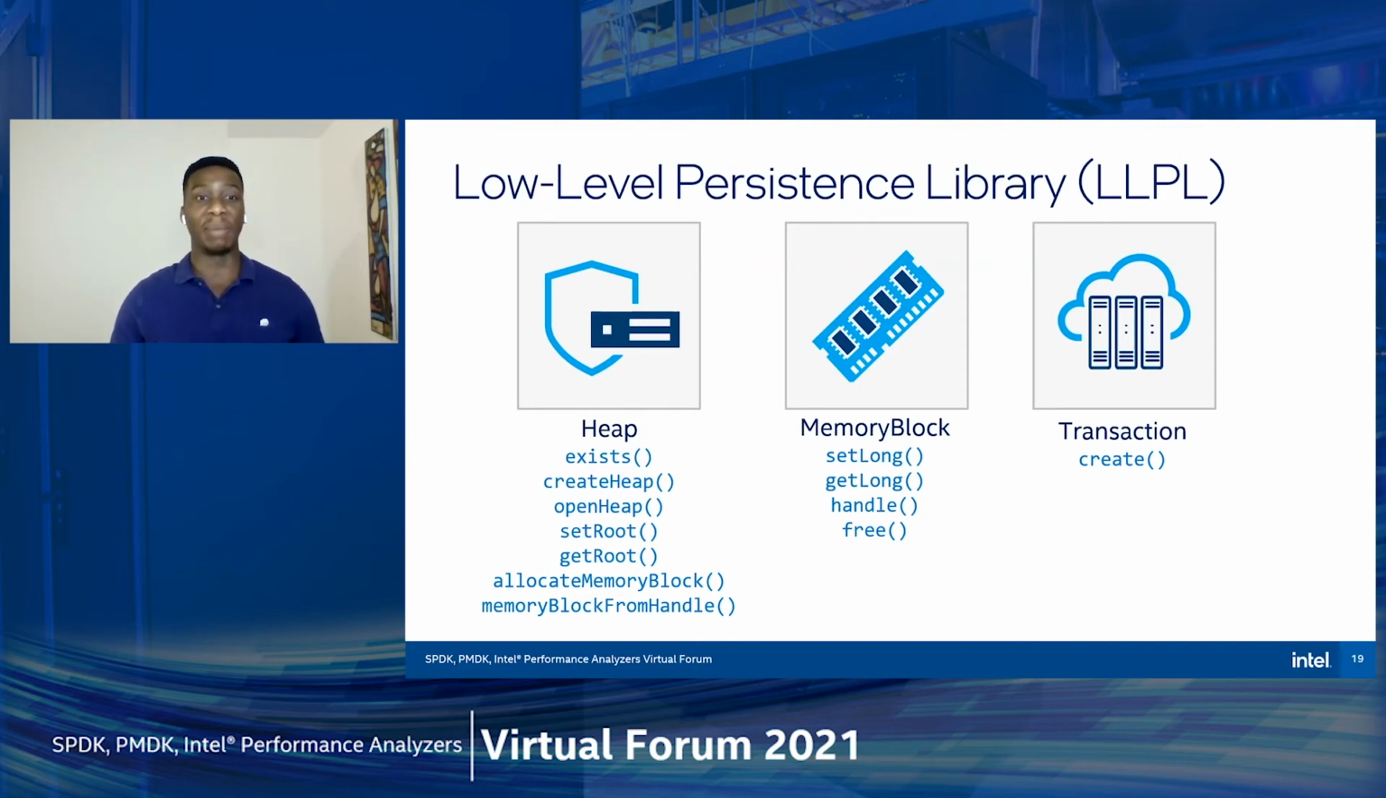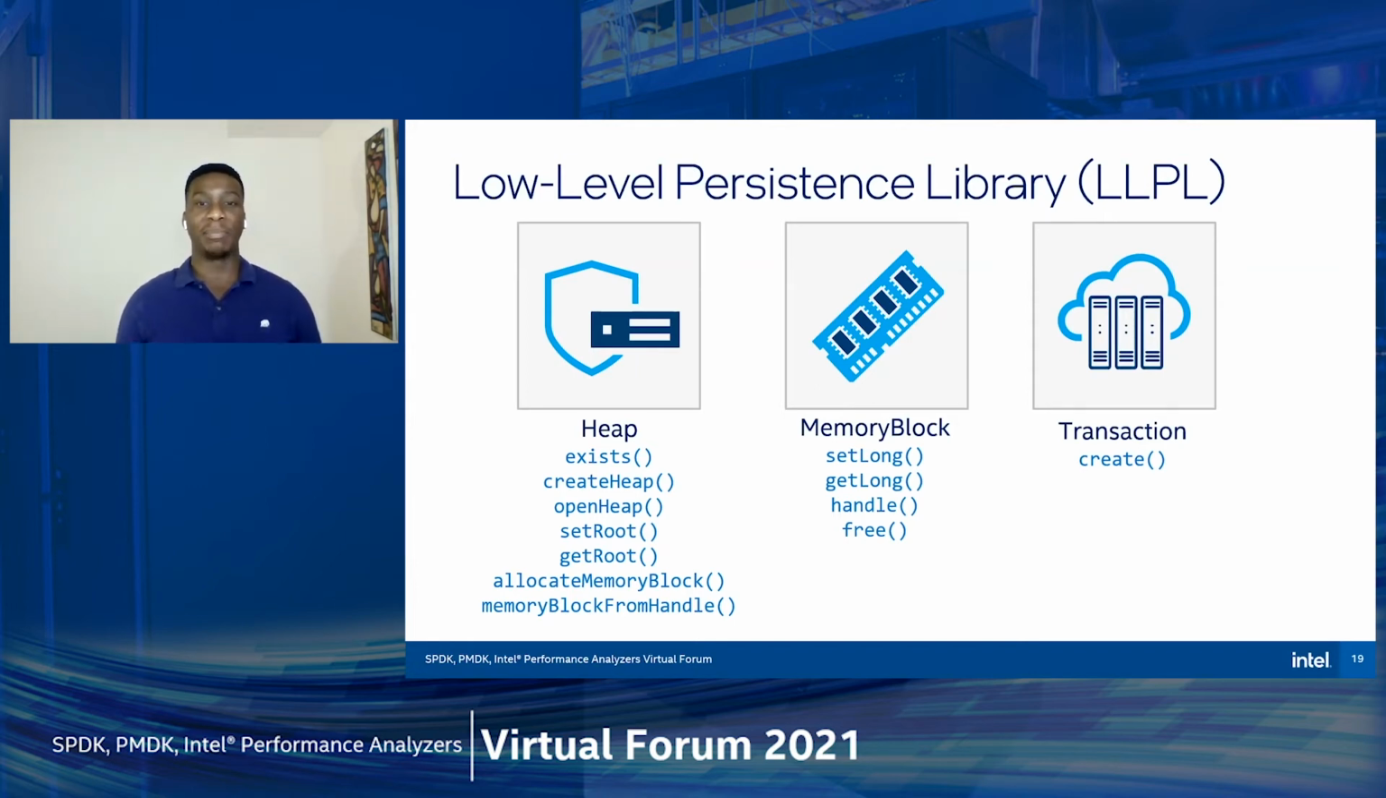Also, allocate memory block. You give it a size and it returns a memory block object. Similarly, it actually allocates persistent memory. Memory block from handle is a way to reaccess a previously allocated memory block. It does not allocate any new persistent memory. The APIs that we saw on the memory block include set long, get long. Remember, there's also set byte, set short, set int, and the copy methods, but we didn't see them in this example. We also looked at the handle and free methods.